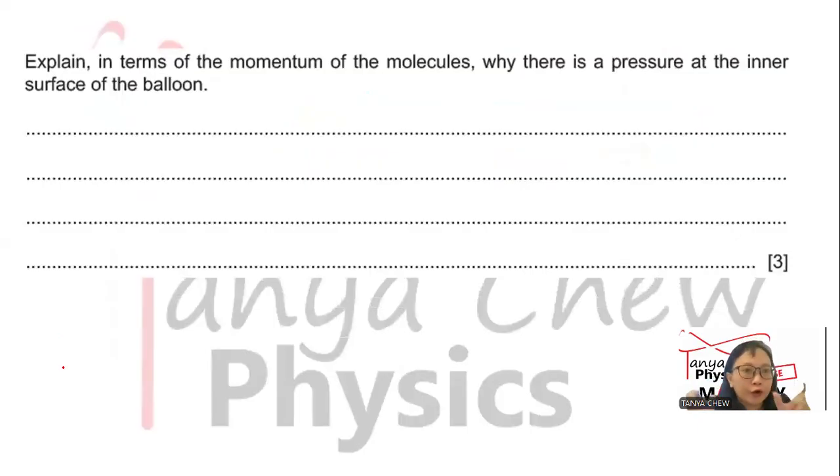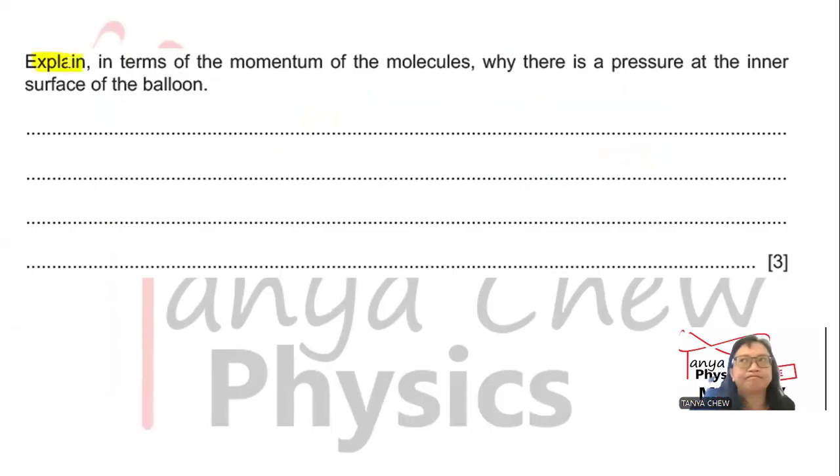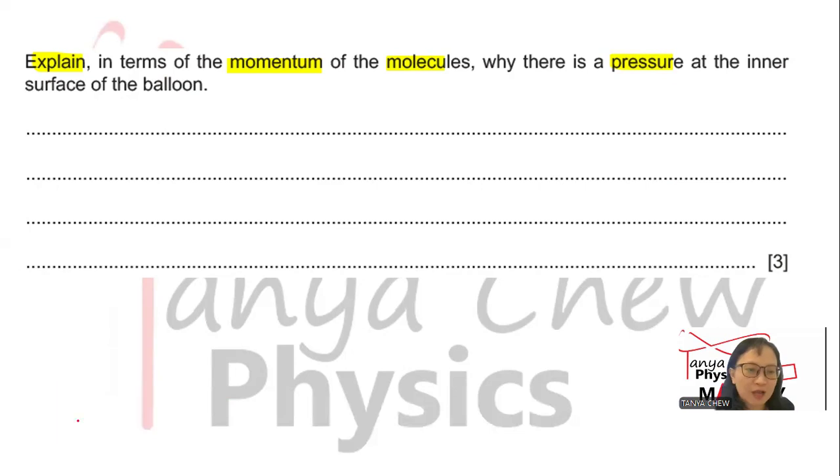Explain in terms of the momentum of the molecules why there is a pressure at the inner surface of the balloon. First of all, I'm going to highlight the important terms here. Explanation is the command word, and I have to talk about the momentum of the molecules first, and then I have to link to the pressure. The end result is the pressure.